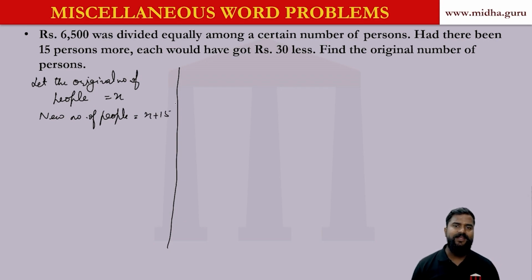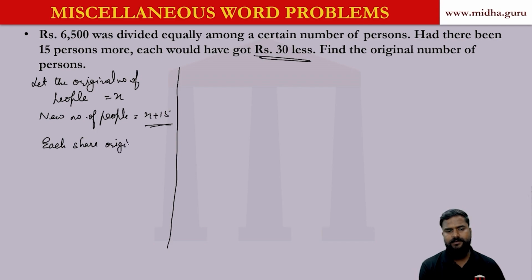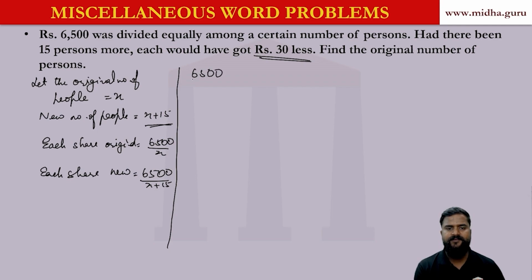Now here you need to understand, if we have more people and the amount of money is the same, then in the second case people will get less money, which is clear from the question itself. So now how much did each get? Each original share would have been 6500 by x, right? And each new share would be 6500 by x plus 15. Now according to the question, this difference is equal to 30 bucks.